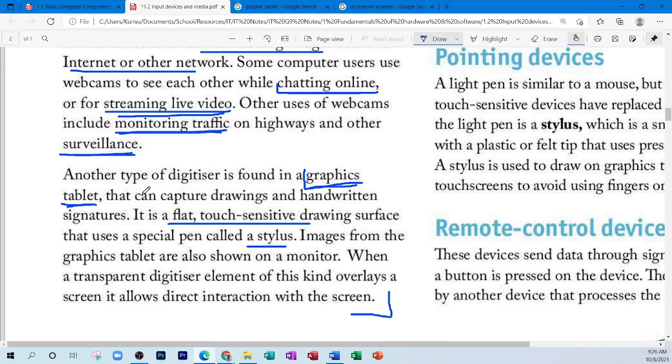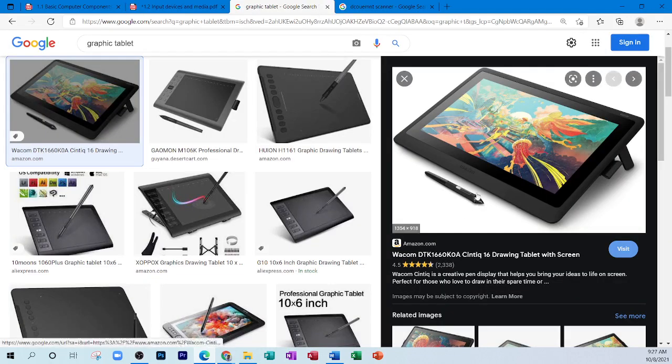Right, so going back to the paragraph, a graphics tablet is another form of digitizer. So it basically captures our drawings, our handwriting, and converts it into data. It is a flat, touch sensitive drawing surface, and it uses a device called a stylus. Just like how we might have a stylus for our phone or our normal tablets, the graphics tablet also has a stylus that they would draw with, as you can see here. Looks almost like a pen.